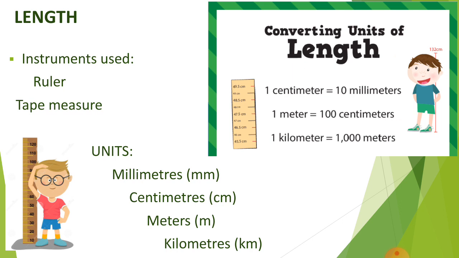Length. The instrument used to measure length is a ruler or a tape measure. It depends on what we are measuring. If we are measuring a small pencil or pen, we use a ruler. But if we are measuring the height of a cupboard, the length of a bed, or the length of a room, we use a tape measure. The units commonly used for measuring length are millimeters, centimeters, meters, and kilometers. Kilometers are used to measure long distances, for example, from Lahore to Islamabad.